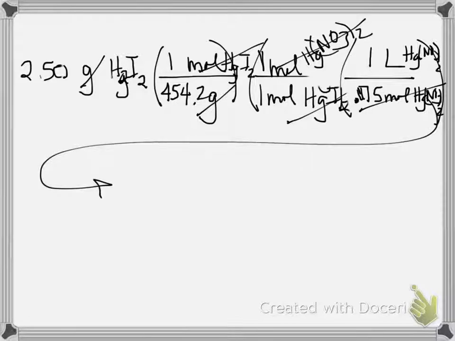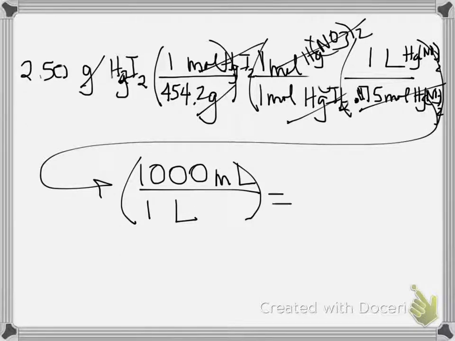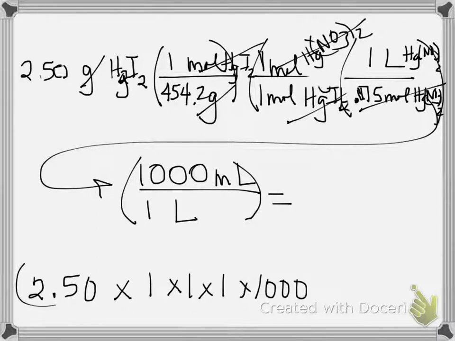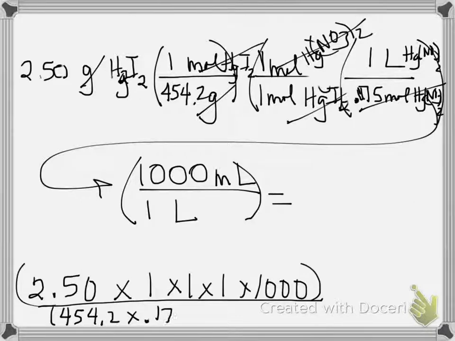Alright, and then I'm going to come down here, and I've got my last one. We don't want liters of the solution. We were asked to calculate milliliters of solution. So for every 1 liter, that's 1,000 milliliters of the solution. In your calculator, you're going to put in 2.50 times 1 times 1 times 1 times 1,000. That's your entire numerator. In your denominator, you're going to divide by 454.2 times 0.175 times 1. The liters on top and bottom cancel, so the unit left over is the milliliter. You'll end up with milliliters as your final.